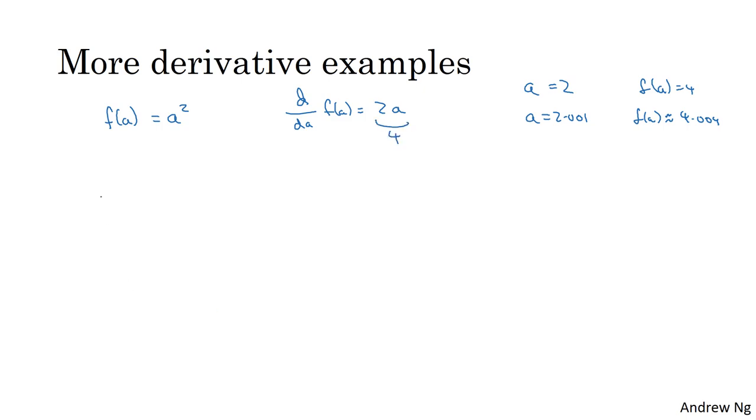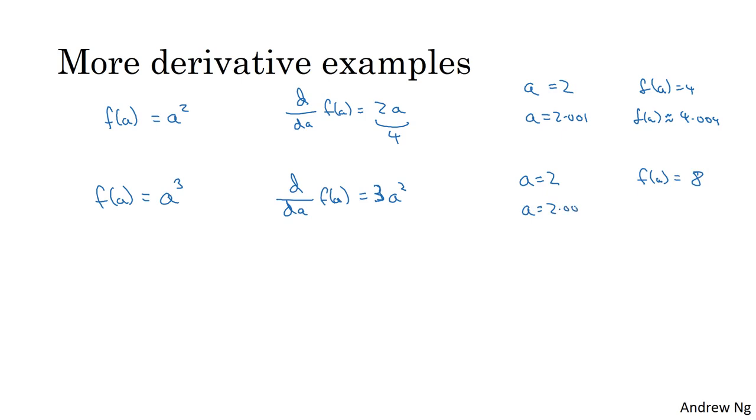Let's look at some other examples. Let's say instead that f(a) is equal to a cubed. If you go to a calculus textbook and look up the table of formulas, you see that the slope of this function, again, the derivative of this function, is equal to 3a squared. So you can get this formula out of a calculus textbook. The way to interpret this is as follows. Let's take a equals 2 as an example again. So f(a), or a cubed, is equal to 8. Right? That's 2 to the power 3.